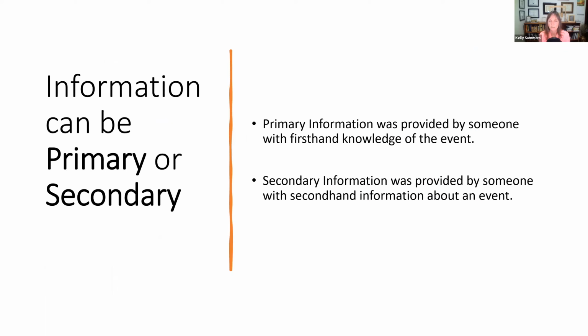Once you determine whether your source is original or derivative, the next thing we do is we look at the information within that source. And the information can be primary or secondary. And there will be some sources that actually have both. Primary information was provided by an eyewitness. Secondary information was provided by somebody that heard about the event, or by an eyewitness, but many years after the event, because sometimes our memory changes or is forgetful.